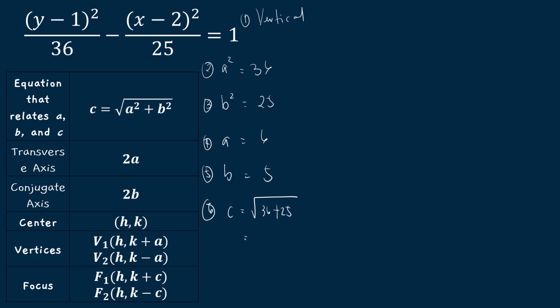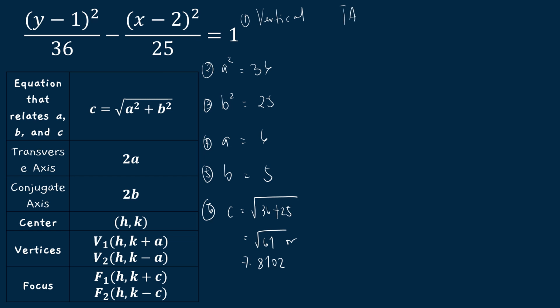So, square root of 36 plus 25 is equal to square root of 61. Okay? So, on these options, there are different ways to write your answer. You can write square root of 61 as your final answer for the value of C, or you can write it into decimal, which is equal to 7.8102 for decimal places.